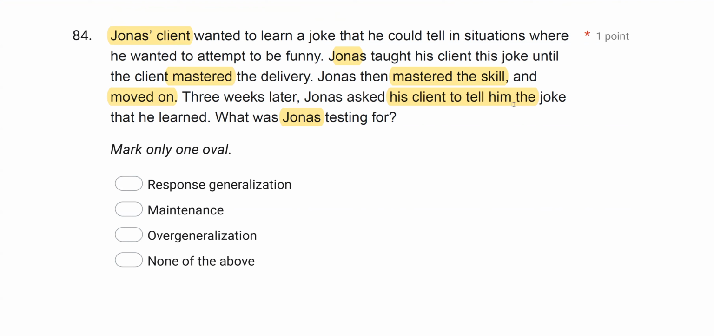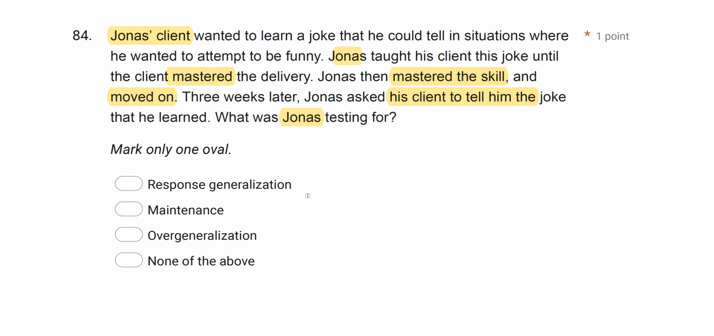So what do we call it when we're checking to see if a skill is still there, even though we're done teaching it? What do we consider that idea? A, response generalization. Well, with response generalization, we're looking for different forms and variations of our responses. Jonas is still asking for the same joke. He's not looking for a different response. He still wants that same joke.